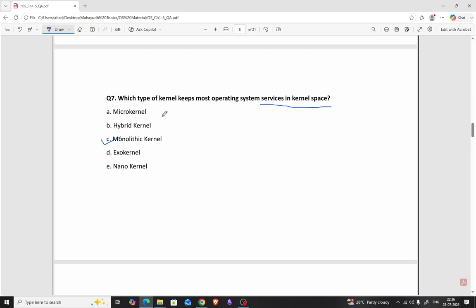Microkernel keeps only the essential services in the kernel. Hybrid is a combination of both monolithic and microkernel. This we have already read.